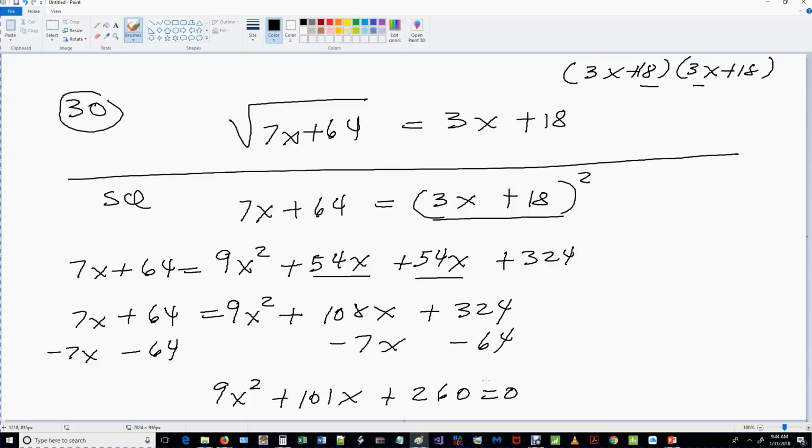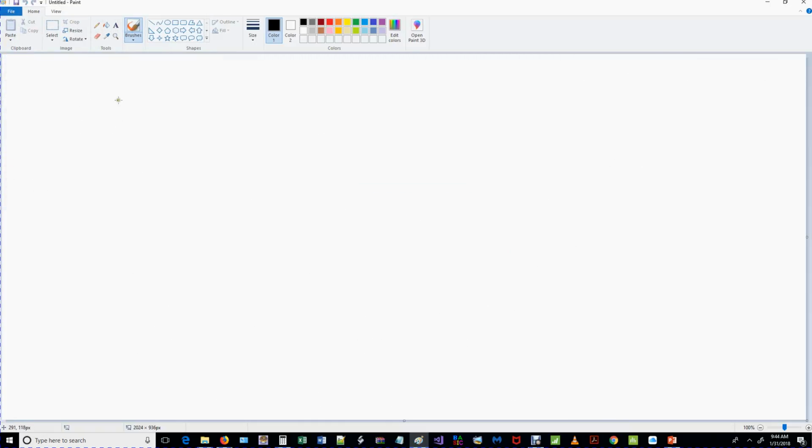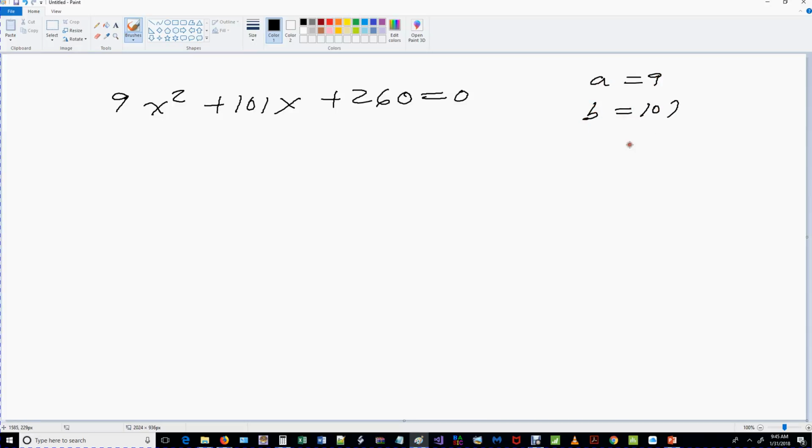Alright, so this is the bottom equation that we have to solve: 9x squared plus 101x plus 260 equals to 0. And let's do that on the next slide. So this will be 9x squared plus 101x plus 260. Hopefully we didn't make any mistake. Alright, so A is 9, B is 101, and C will be 260.